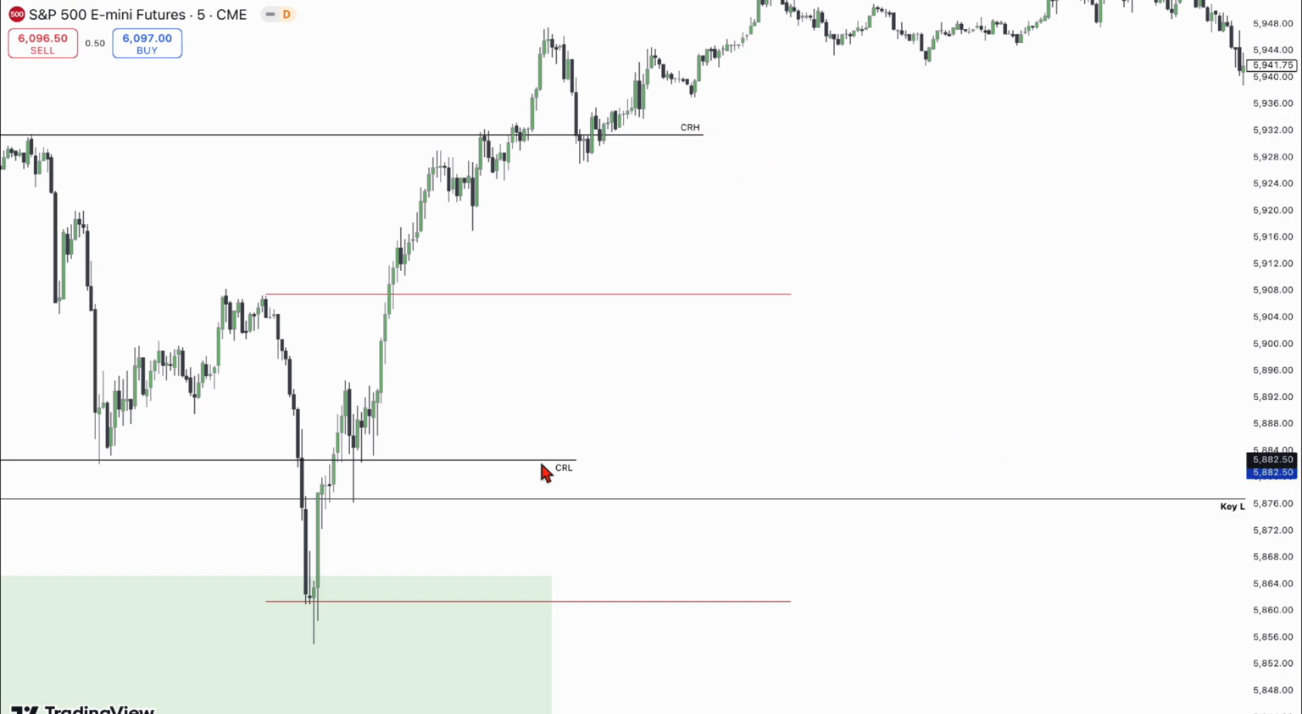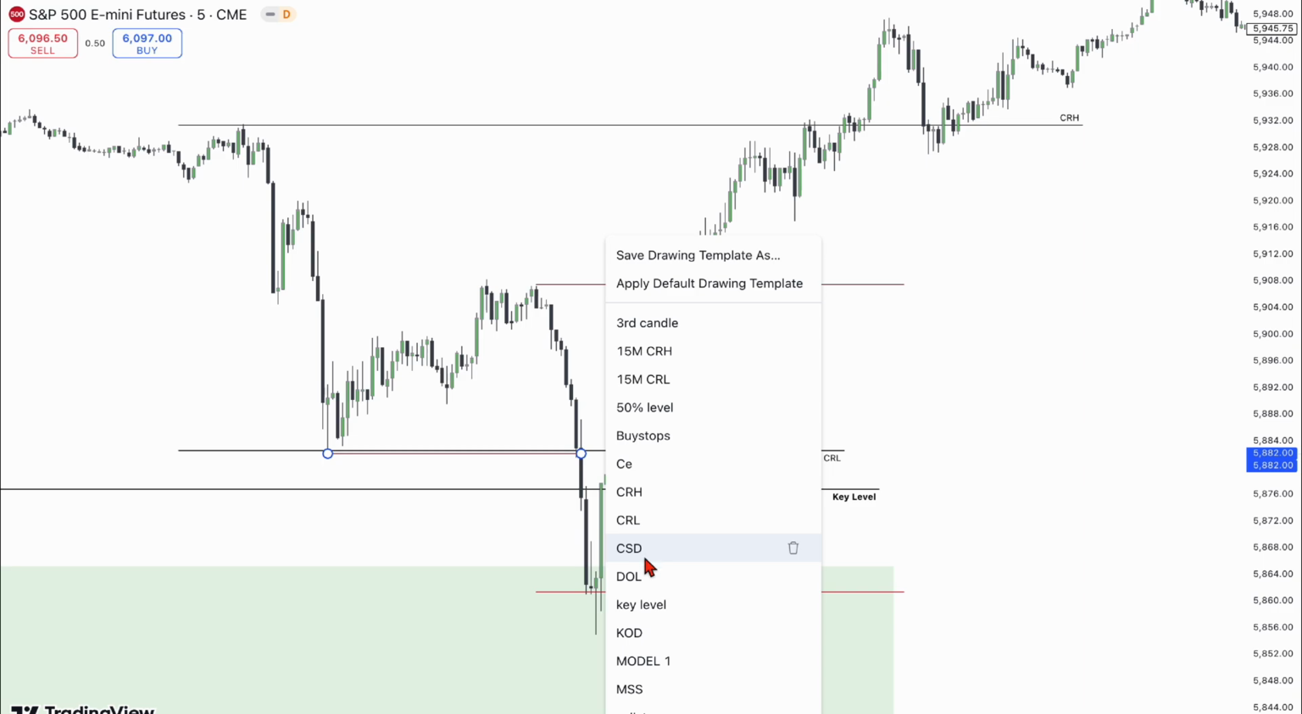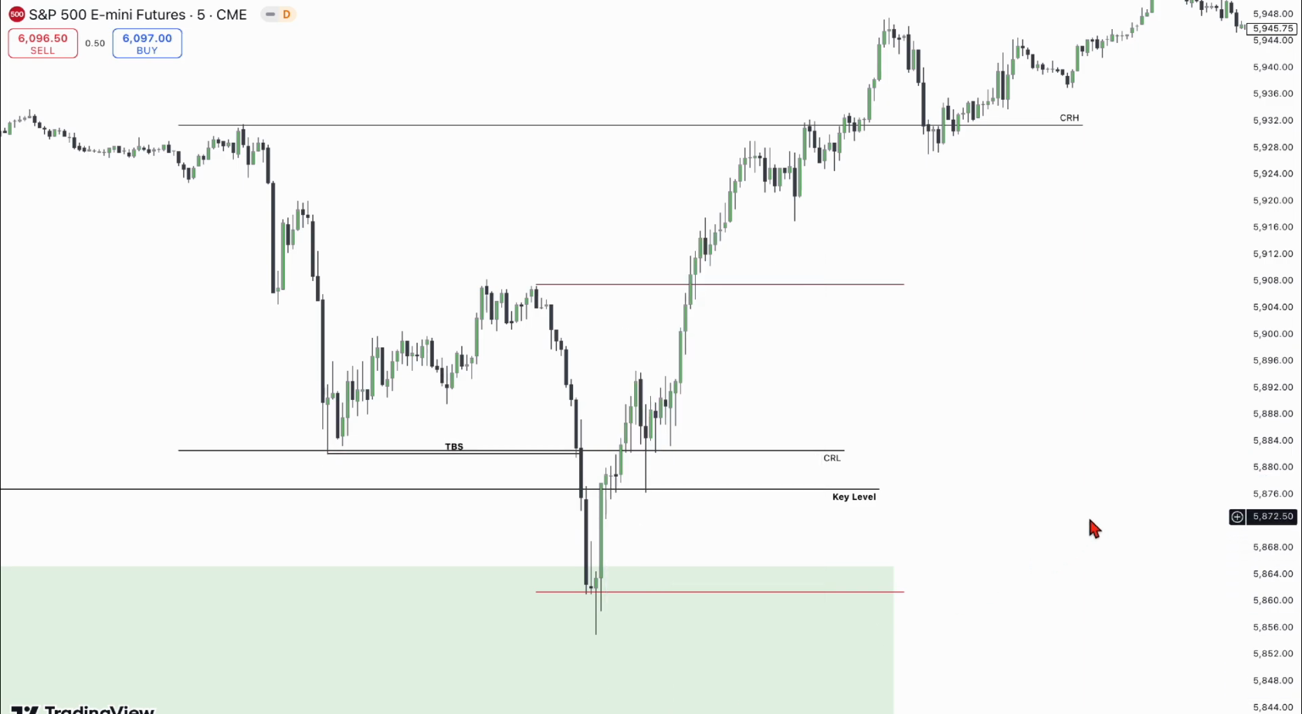So, finally, we've switched to the 5-minute chart. Here, you can see that the price has swept the CRT low, with a body closing after hitting the key level to trap breakout traders, causing them to take entries on the retest and get stopped out. So, let's mark this as the turtle body soup. As soon as you get confirmation of Model 1 after TBS, you can take an entry.